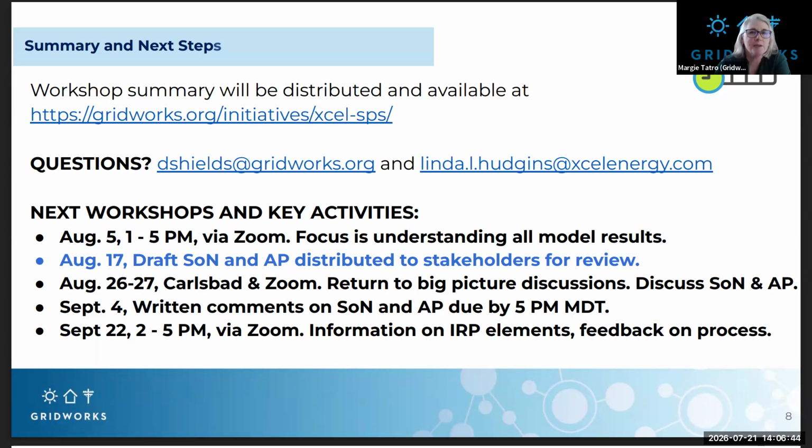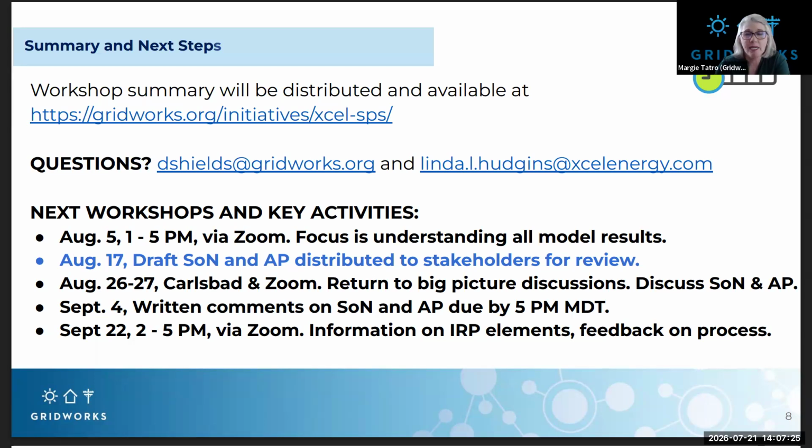less than 2 weeks after our next workshop, the utility is planning to produce a draft statement of need and action plan. It may be bulletized, it may be text, but it will have context and material to consider for the statement of need and action plan. We're going to ask that stakeholders please take some time to review those in advance of the August 26th, 27th workshop in Carlsbad, because that workshop will be the place where we'll have stakeholder discussion about comments, changes, revisions, concerns that you all have about the statement of need and action plan.